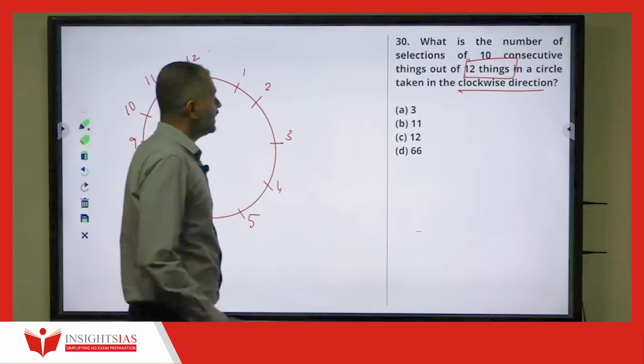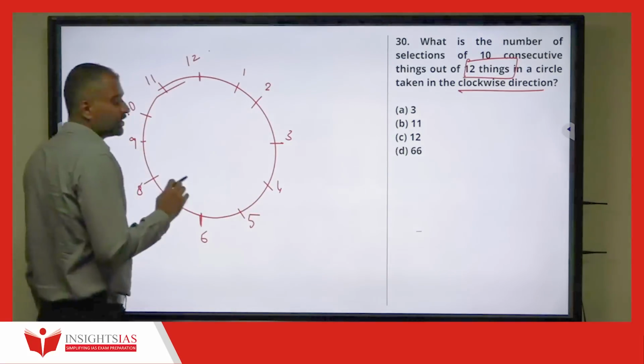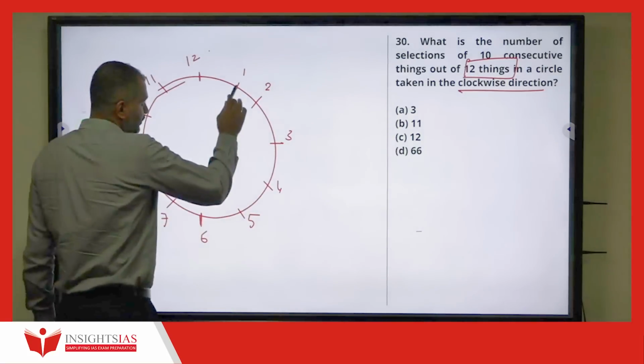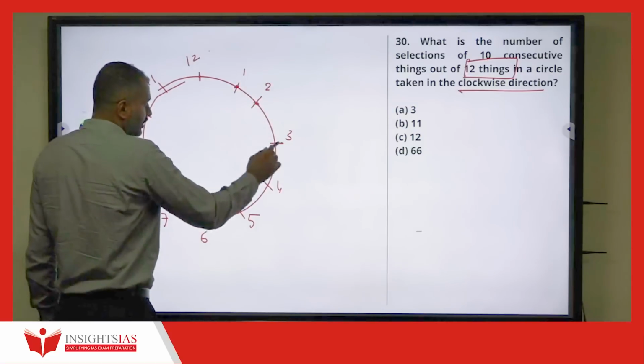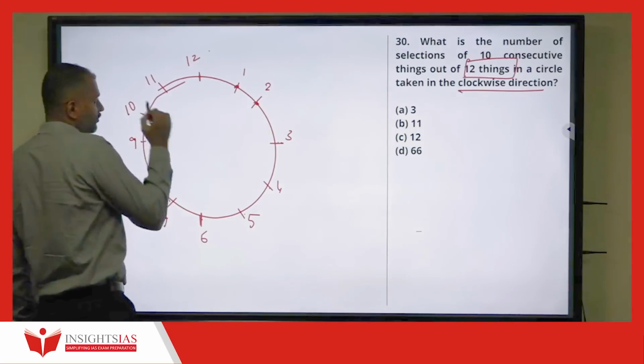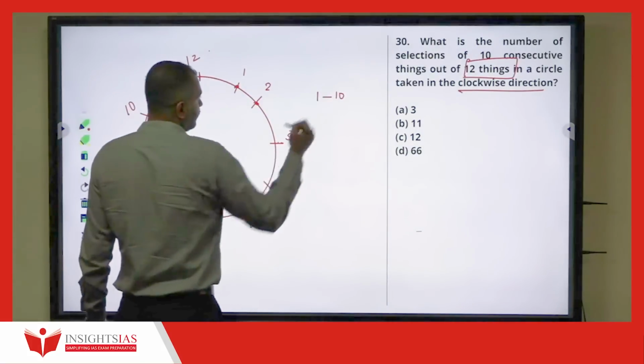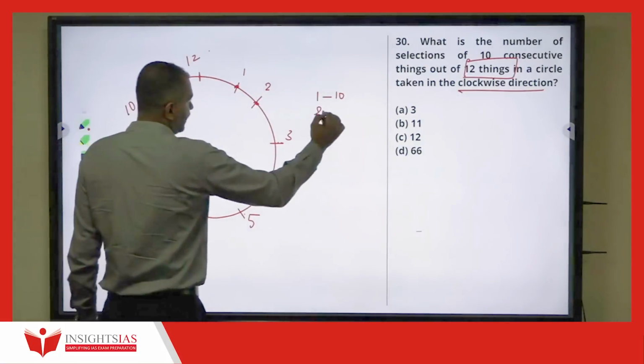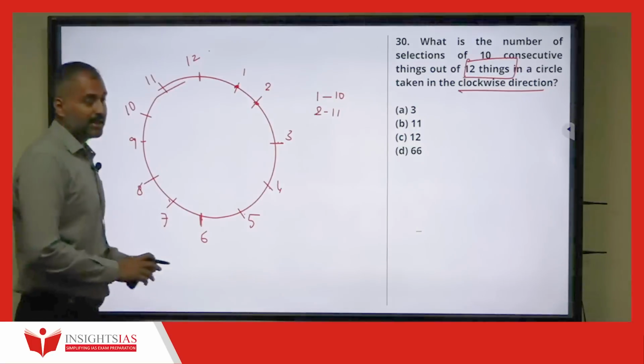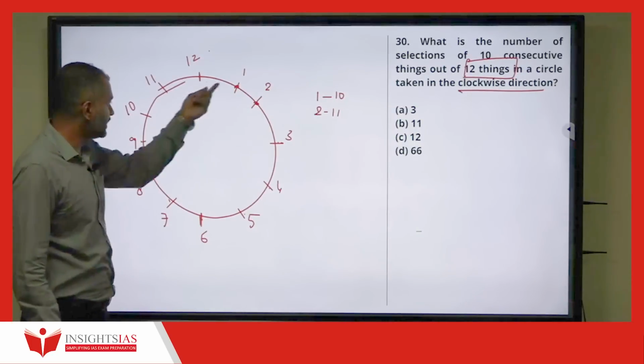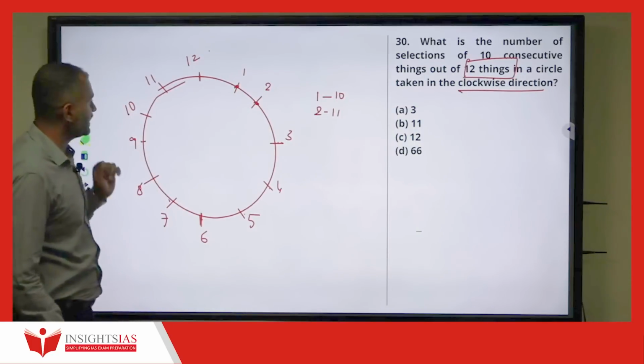Now you have to pick 10 consecutive in a clockwise direction. Consecutive means one after the other: 1, after this 2, 3, 4, 5, 6, 7, 8, 9, 10. So 1 to 10 you can pick. Then starting from 2 to 11 you can pick. Again, these are not the numbers here, they are things placed here. We have named those things as numbers.